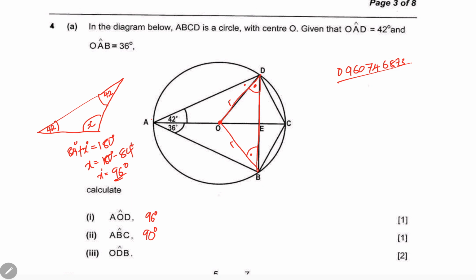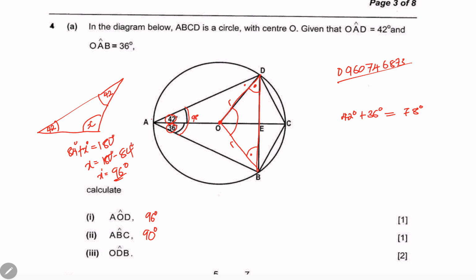Meaning the only thing that I need to find here is this angle here, which I can easily find from the property that says the angle at the center is twice the angle at the circumference. This is the angle at the circumference. Adding 42 degrees plus 36 degrees, I'm getting 78 degrees. So this is 78, which is the angle at the circumference.